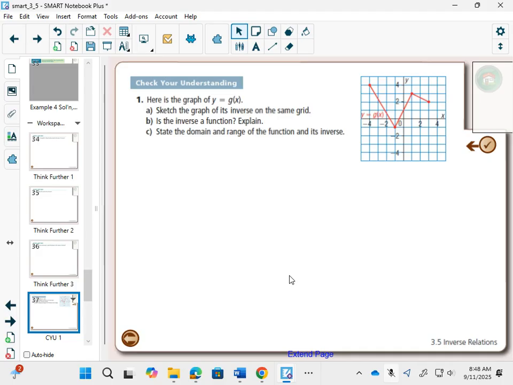Here's the graph of g of x. Sketch its inverse. So a couple of things we can do for sketching its inverse, and I'm going to sketch it on the same one. First of all, you can look at any point, and this one looks like it has 4 key points.